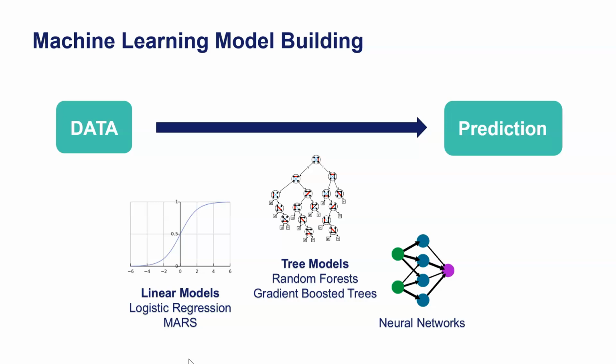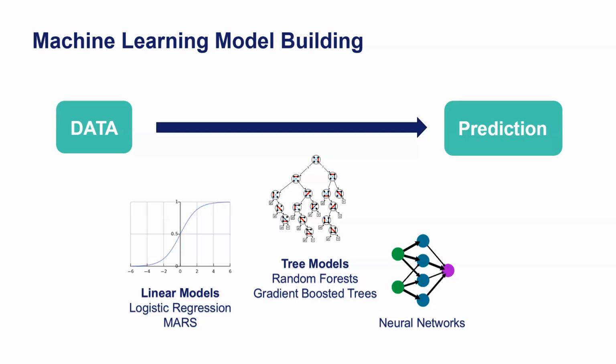There are several models that we can build. We can build, for example, linear models like linear logistic regressions or MARS. We can also build decision trees-based algorithms like random forest or gradient boosted trees. We can also build neural networks, and this is just for supervised models. But we can also build clustering algorithms or recommended systems, you name it.